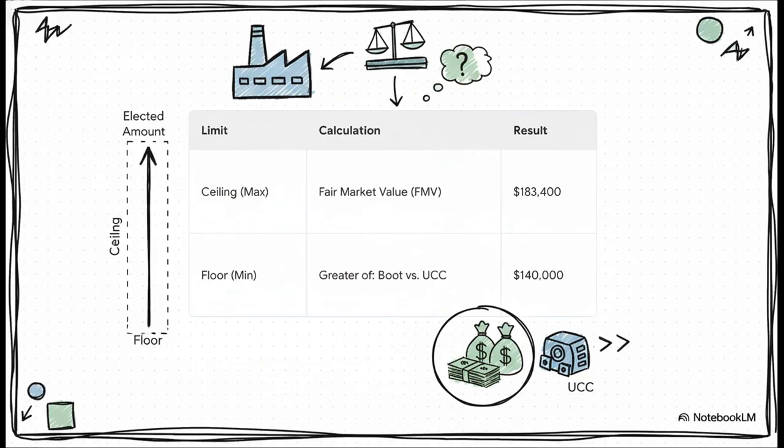In our first case, we're dealing with depreciable property. Now, a critical step in any Section 85 plan is to figure out the allowed range for your elected amount. The ceiling is always the fair market value, the floor is the greater of the boot received and the asset's undepreciated capital cost, or UCC. Here, the boot of $140,000 is higher than the UCC, so it sets our minimum elected amount.